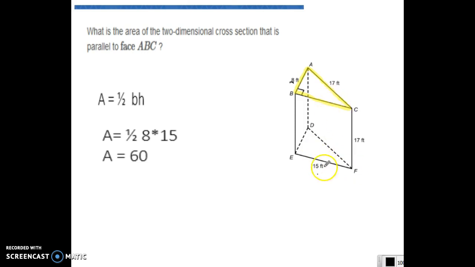If they hadn't given us this, we could always use the Pythagorean theorem, a squared plus b squared equals c squared. But they've given you this right here, this 15. So these are the same, and we can use 15 as our base. So 1/2 times 8 times 15 gives us 60. This is one of the actual questions on the quiz. You could get a different variation, but you're going to work it the same way.